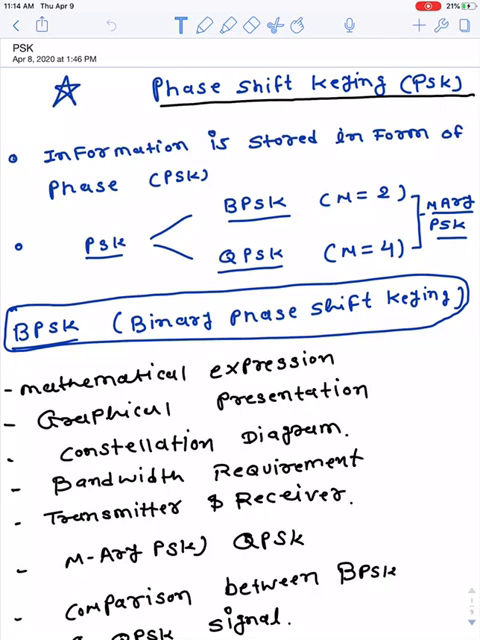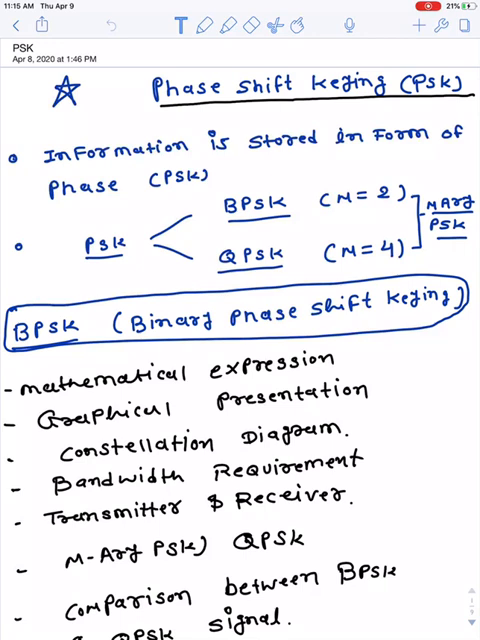Then we discussed frequency shift keying, simply known as FSK, where the information is stored in the form of frequency. If the input bit is 1, then the output of the FSK modulator would be a cosine signal with some frequency F1. When the input bit is 0, then the output would be a cosine signal with some different frequency F2. And in the same lecture we discussed the M-FSK signal.